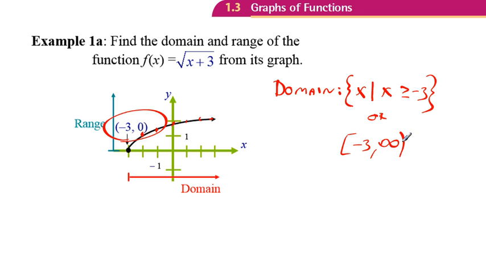So you're going to have to use a parenthesis to do infinity there, okay? Now what about the range? The range now are all the y values. What y values were used to graph this?